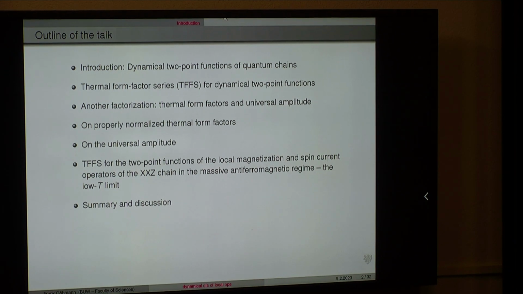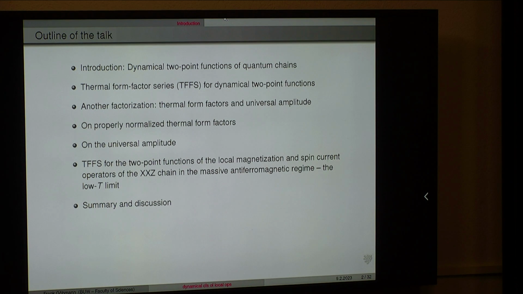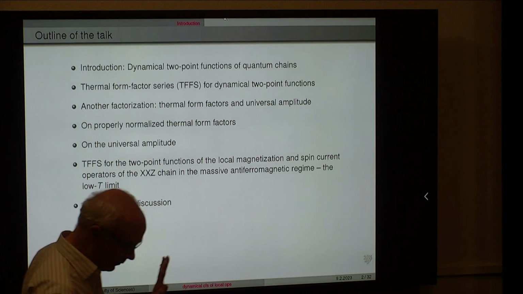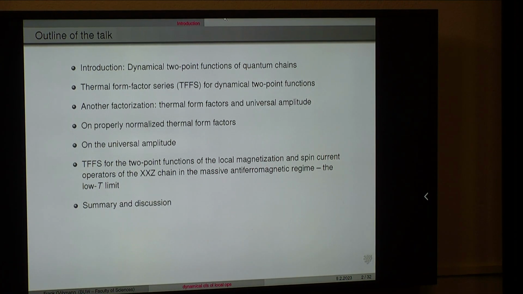So we have heard about factorization in Hermann's talk, in Fjoler's talk, and in Holger's talk. So this was factorization of density matrix elements or correlation functions. And here, inside this form factor expansion, I'll show you that naturally another factor splits off, which is independent of the operator. And this is an object we were able to calculate in a special situation. We were able to calculate it very explicitly.